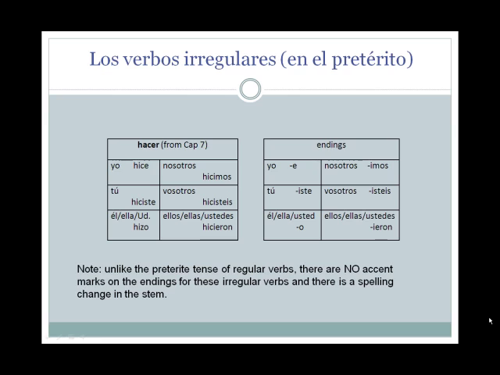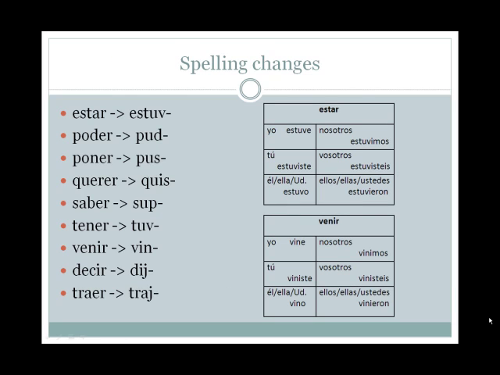And all of the verbs that we're going to learn today, we're going to learn several verbs that all follow this same pattern. They'll have a spelling change in the stem, and they'll take on these endings: e, iste, o, imos, isteis, ieron. And notice that there are no accent marks on any of those stems, or on any of those endings. For regular verbs, there's always an accent mark on the yo and the él, ella, usted endings. But for these irregular verbs, there is no accent mark.